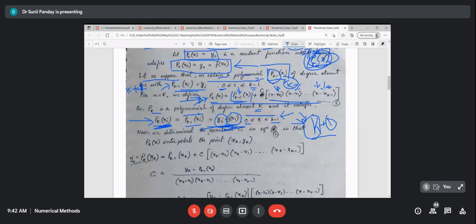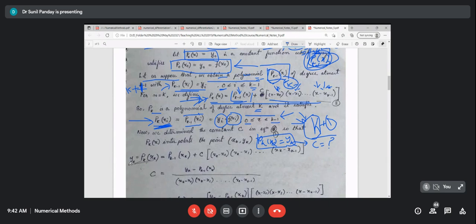Now we determine the constant value c in equation 3, so that it satisfies the interpolating condition for the (k plus 1)th point, that is, for x equal to x_k. We choose it like that: we assume that p_k(x_k) should be y_k, and with this condition we will calculate the value of c.